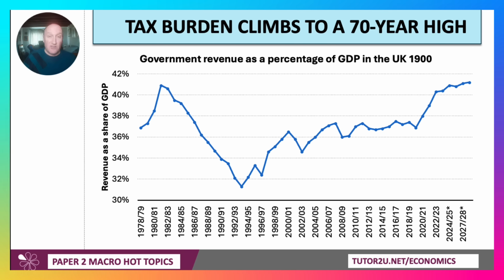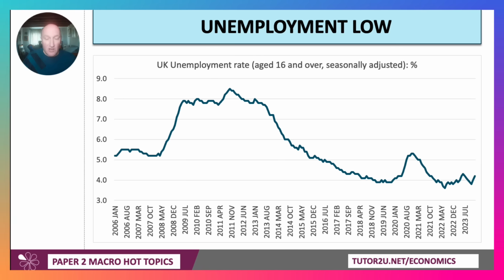What are the causes of that? What are the consequences of higher taxes in the UK? Unemployment has remained low. In fact, the trend has been downwards. The peak in unemployment in 2011-2012 was close to 9%, whereas during the pandemic, helped by furlough, of course, unemployment only rose to 5.5%. Well, I say only, but it's low. It's at or around 4%.